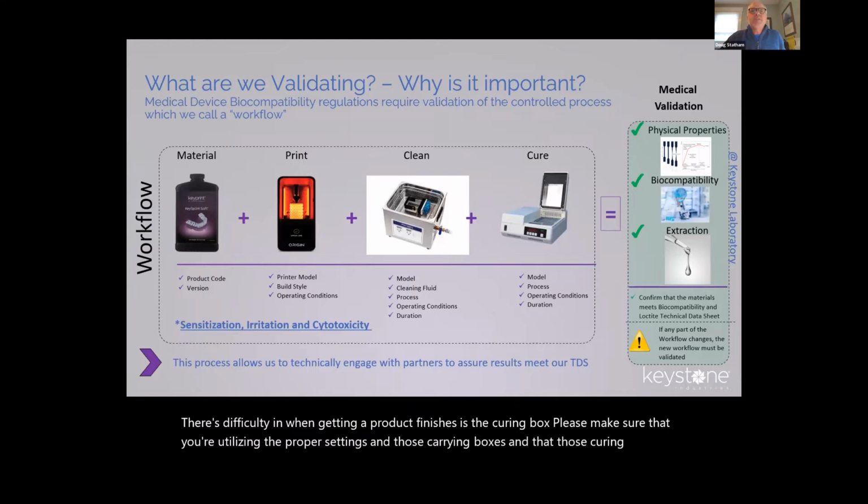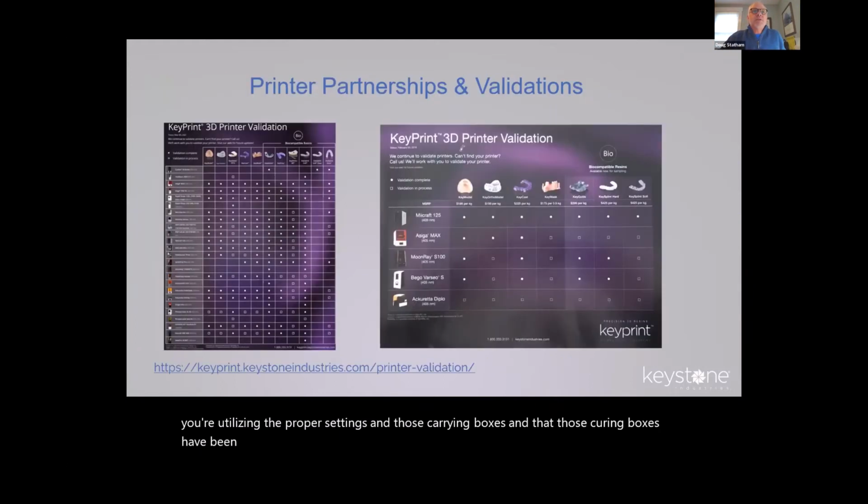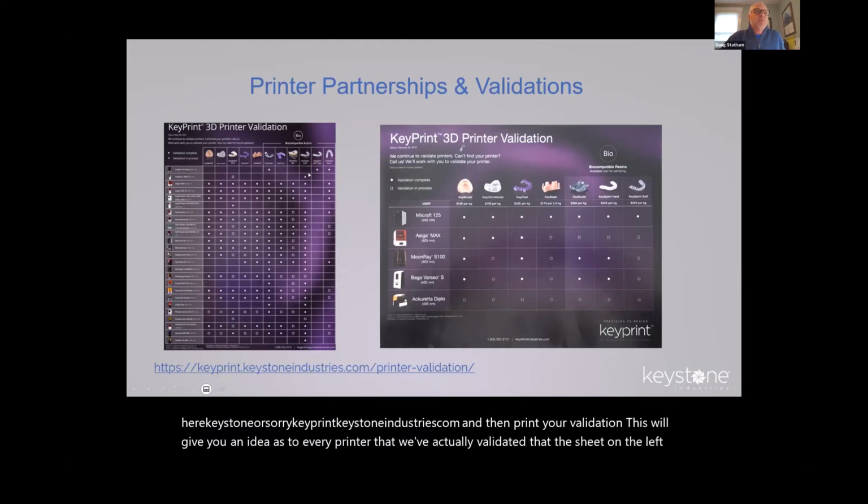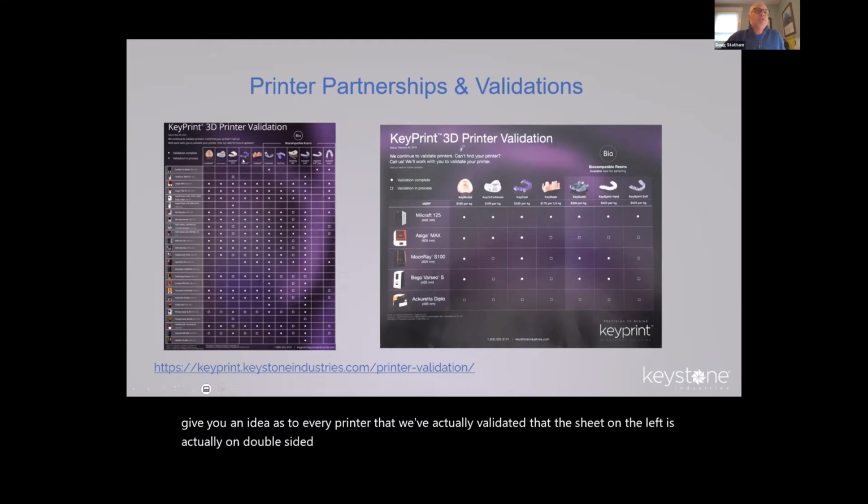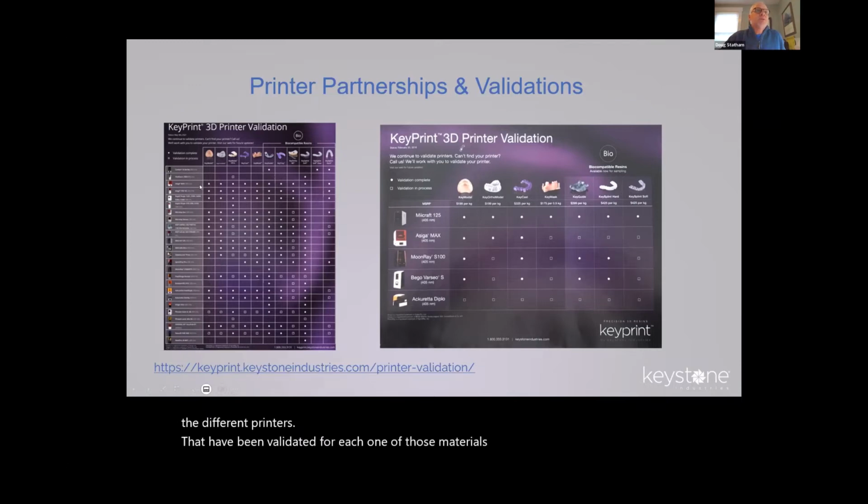and that those curing boxes have been validated. If you go on our website, you'll actually find the website here, keyprint.keystoneindustries.com, and then printer validation. This will give you an idea as to every printer that we've actually validated. The sheet on the left is actually double-sided, so you can see all the different materials that we offer and then all the different printers that have been validated for each one of those materials. So some, as you can see here, is the Asiga, who is a great partner of ours.